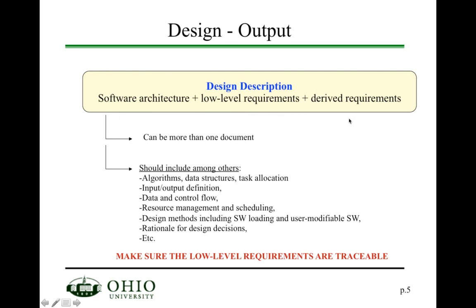Okay, so the design description, the design output, is really the low-level requirements plus the software architecture, plus of course all the derived requirements. And remember, derived requirements are requirements at the design level that cannot directly be traced to high-level requirements. So this document should include algorithms, input-output definitions, detailed data and control flow, as we specify in the software architecture. Things like resource management, scheduling, and a variety of other things that you show here. But you have to make sure that all these low-level requirements can be traced back to high-level requirements.